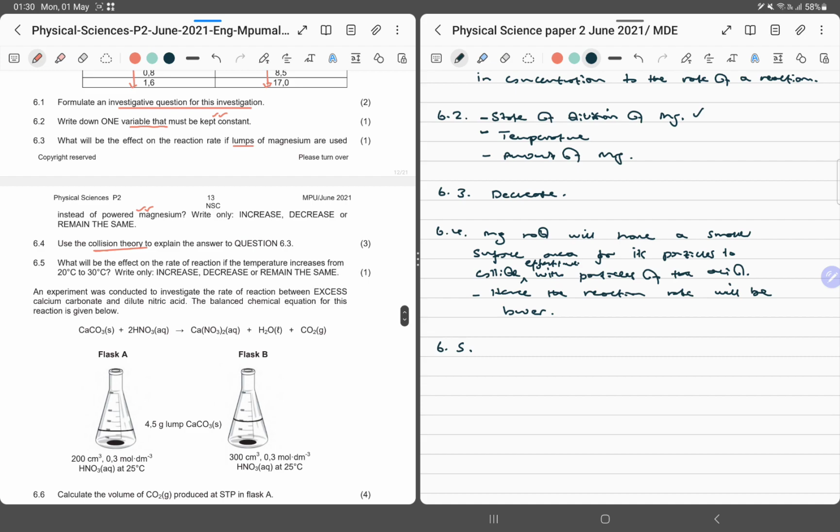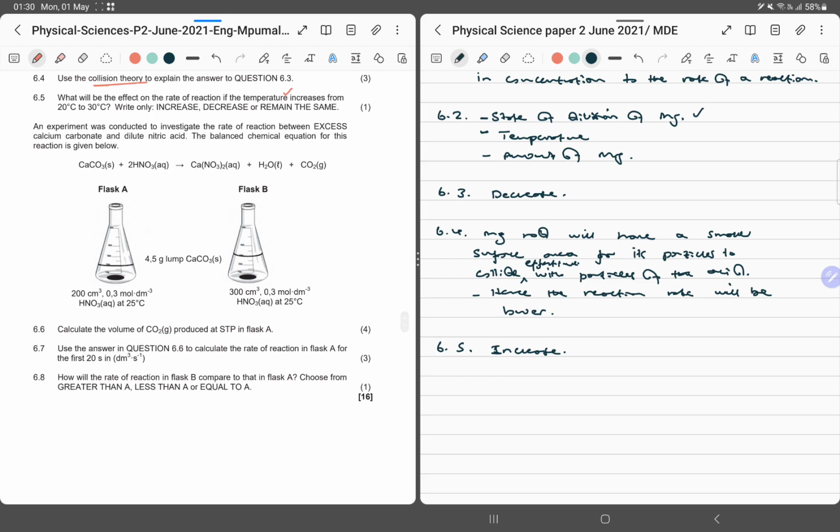Okay, let's do it. Now 6.5 says, what will be the effect on the rate of the reaction if the temperature increases from 20 degrees Celsius to 30 degrees Celsius? Write only increase, decrease, or remain the same. It obviously will increase. The temperature will increase the reaction rate. Simple as that.